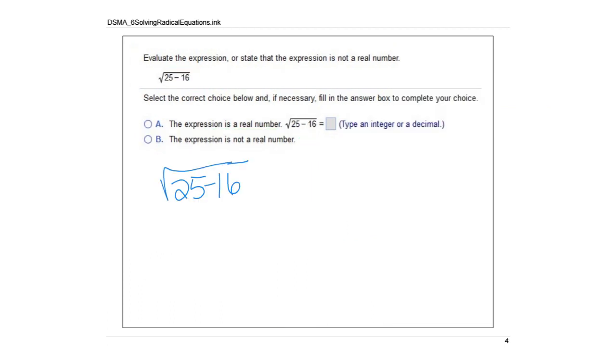Now, you, of course, can let your calculator do the work here, but a square root or any root, a cube root, a fourth root, they're going to act like grouping symbols. So remember when we did order of operations, please excuse my dear Aunt Sally, you have to take care of what's inside the radical first. So in this case, 25 minus 16 is going to give me 9, and then the square root of 9 is just 3. So that's nice.